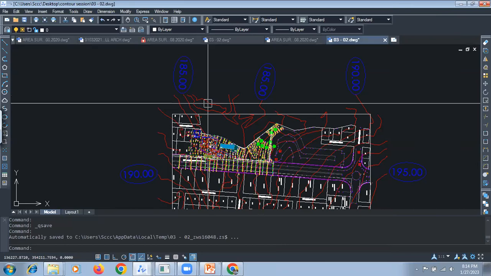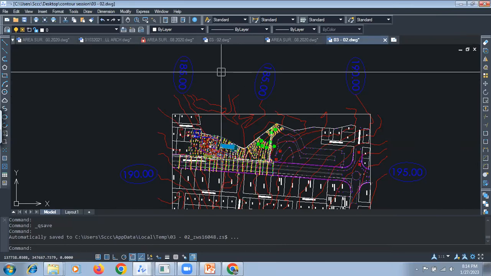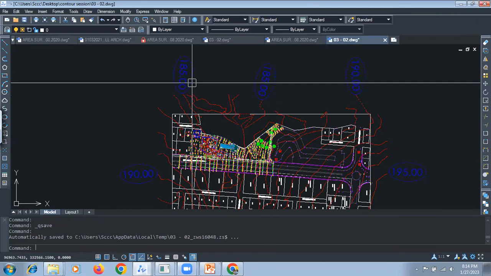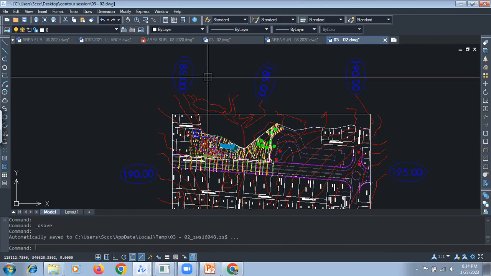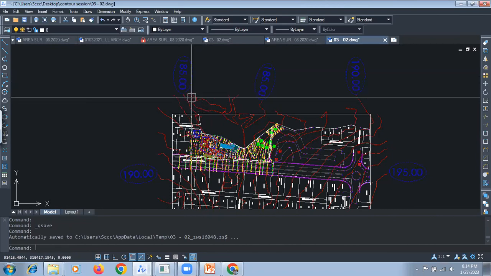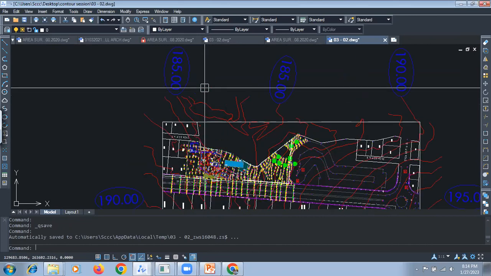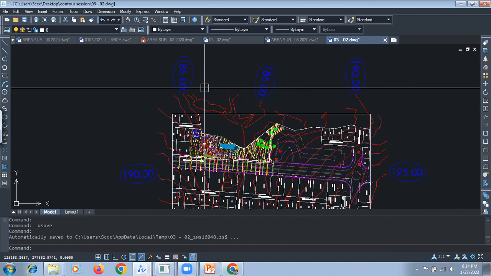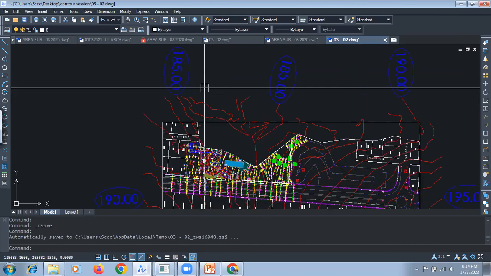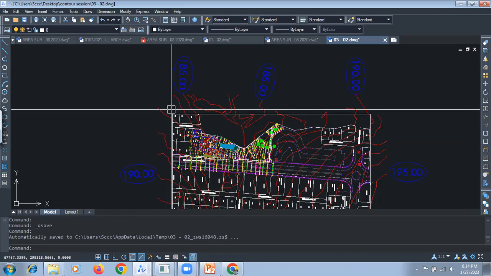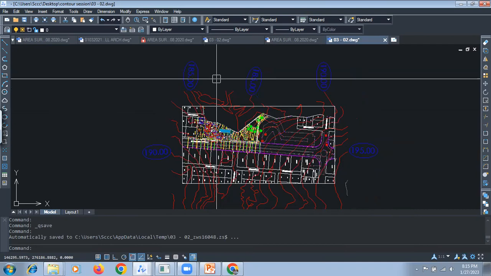Like, this is 85, okay? Then this is... yes, there will be only one option. There won't be any other chances. The slope will be towards the north side only. Yes, that is right.